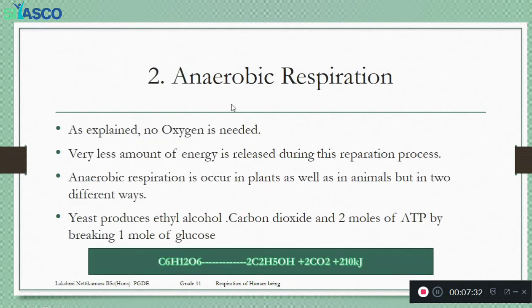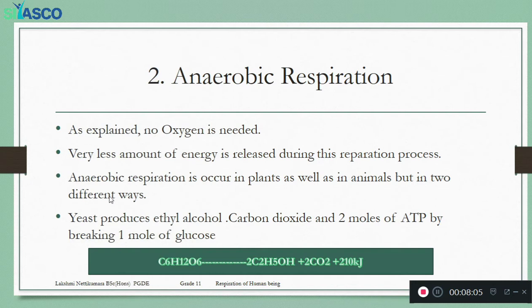What is anaerobic respiration? As explained, no oxygen is needed, so very little energy is released during this respiration process. Anaerobic respiration occurs in plants as well as in animals that do aerobic respiration, but in two different ways. Yeast is a very common example of anaerobic respiration.